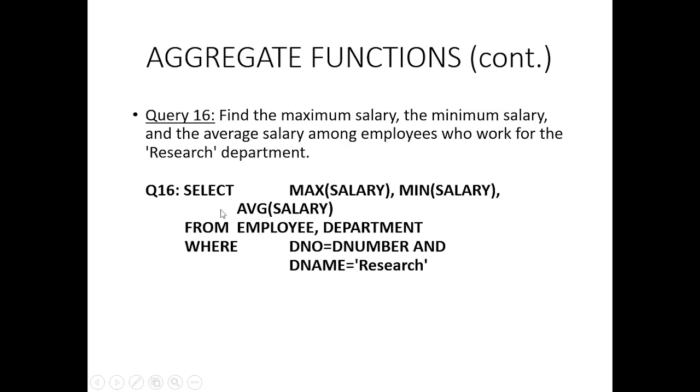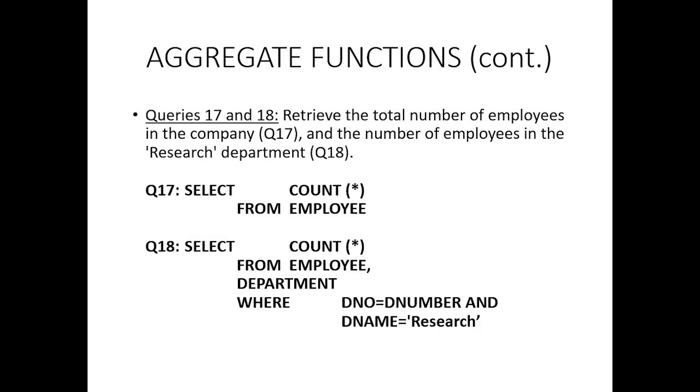Another query: find the maximum salary, the minimum salary, and the average salary among employees who work for the research department. Again, select max salary, min salary, average salary from employee and department, because we need to get the research department. So where DNO equal to D number, how to join them? DNO equal to D number and D name is equal to research.